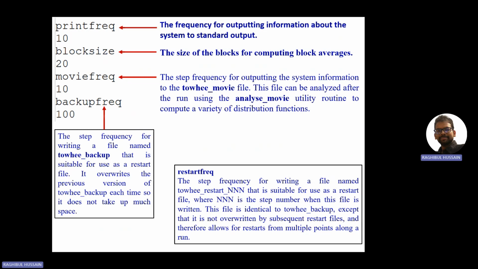Then this is the normal backup frequency. If you are running the simulation and somehow your system shuts down, you do not want to start the simulation from zero, right? So you put some number, for example after 100 cycles, to make a backup file so that you can restart your simulation using this file, not from zero.